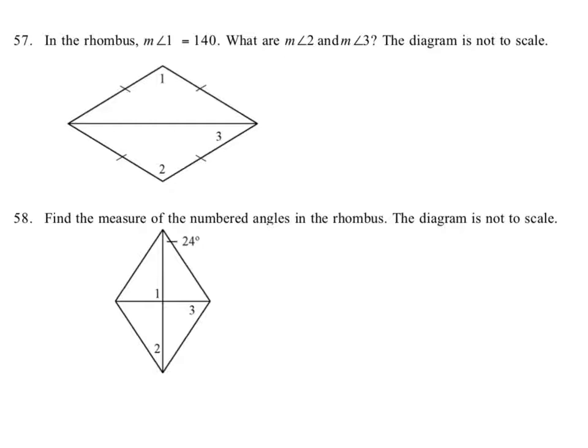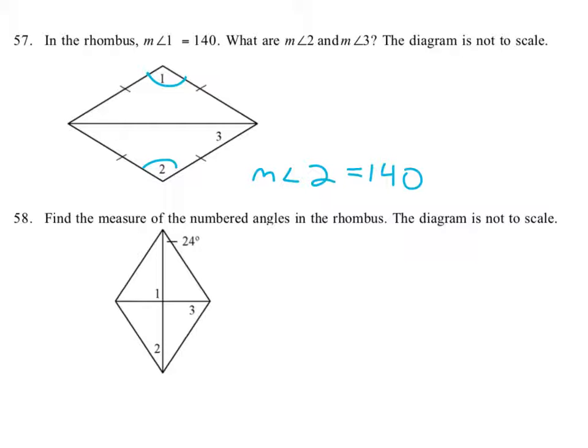In a rhombus, measure of angle 1 is 140. What are the measures of angles 2 and 3? Well, if this is 140 and opposite angles are congruent, then the measure of angle 2 is also 140. Now, what's going on with this other one?